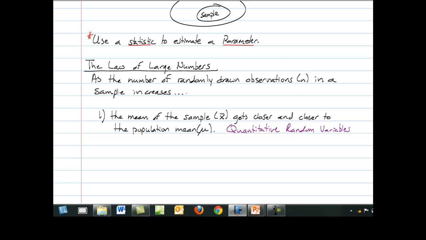Things like height, weight, GPA, etc. The second implication talks about the sample proportion. So the sample proportion, and this is a new notation for us, is called p hat. So the sample proportion gets closer and closer to the true population proportion.